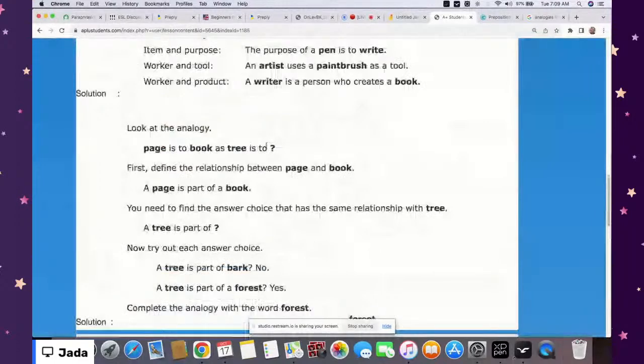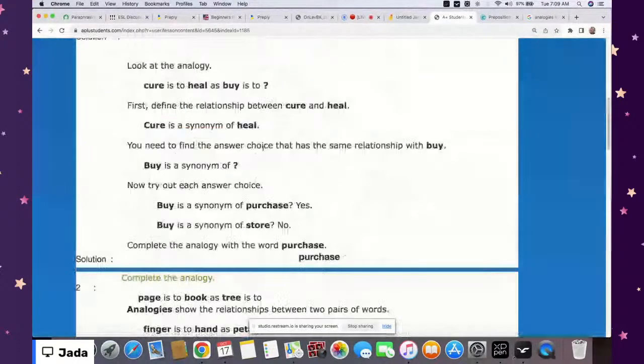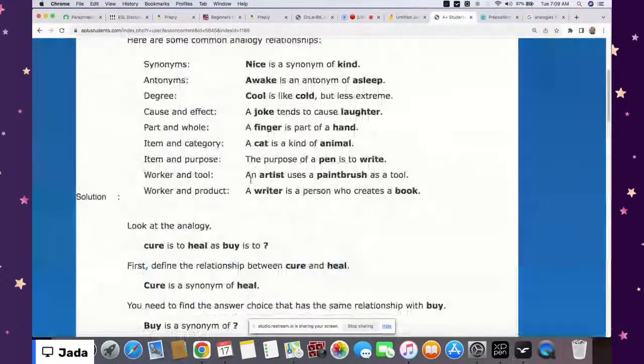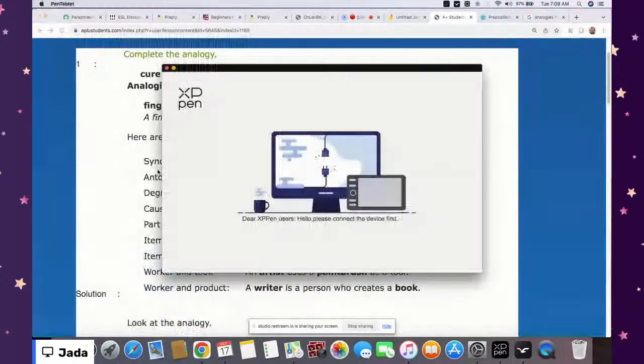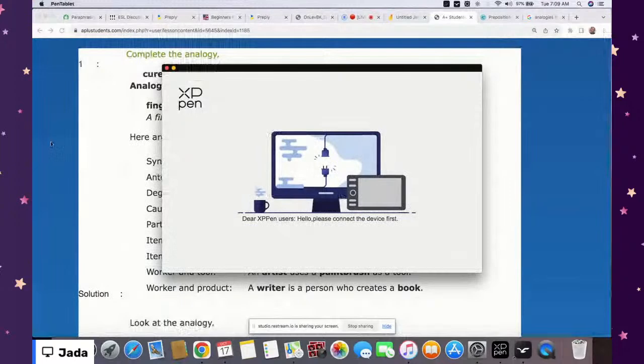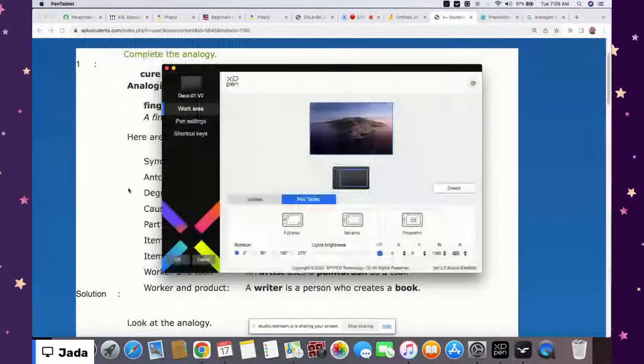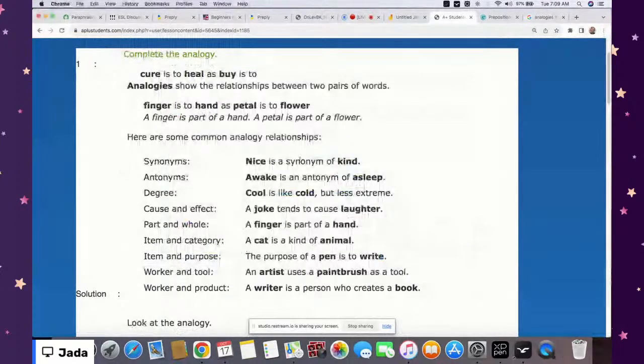So all you need to do is find a relationship with the first word. Sometimes it could be synonyms. That's why we have all these examples here. It could be synonym, as in nice is to kind, and other times it could be antonyms. Antonyms are the opposite, right? So it's going to be like awake to asleep. Then cool to cold, just like how we have warm and hot.